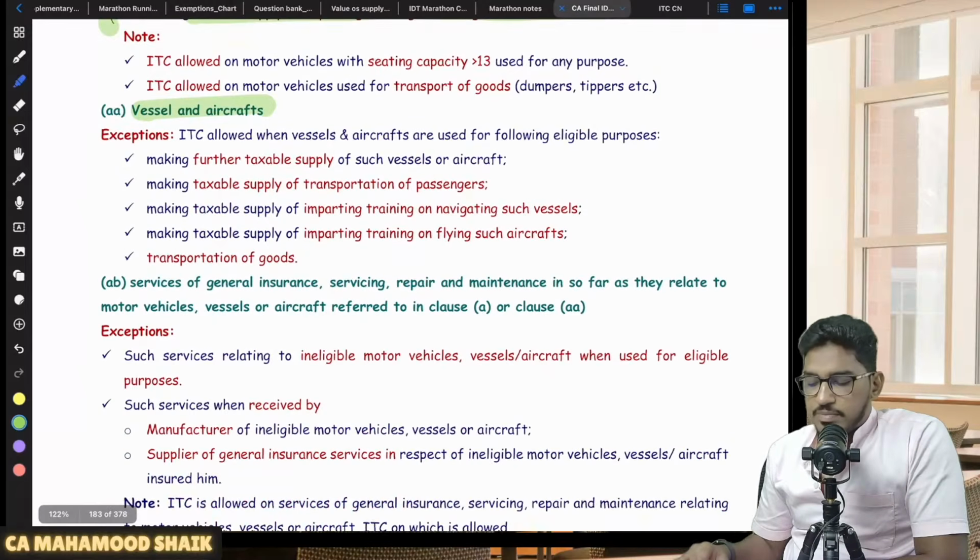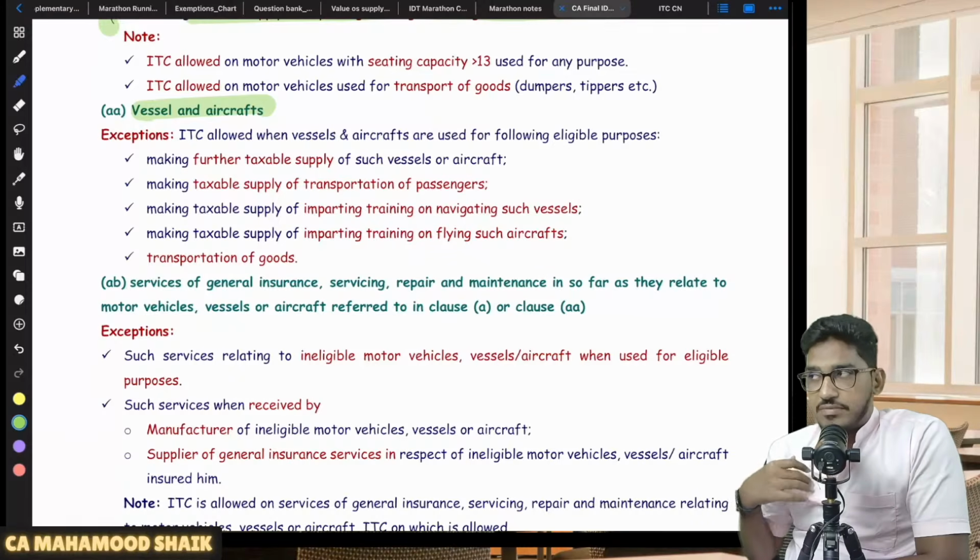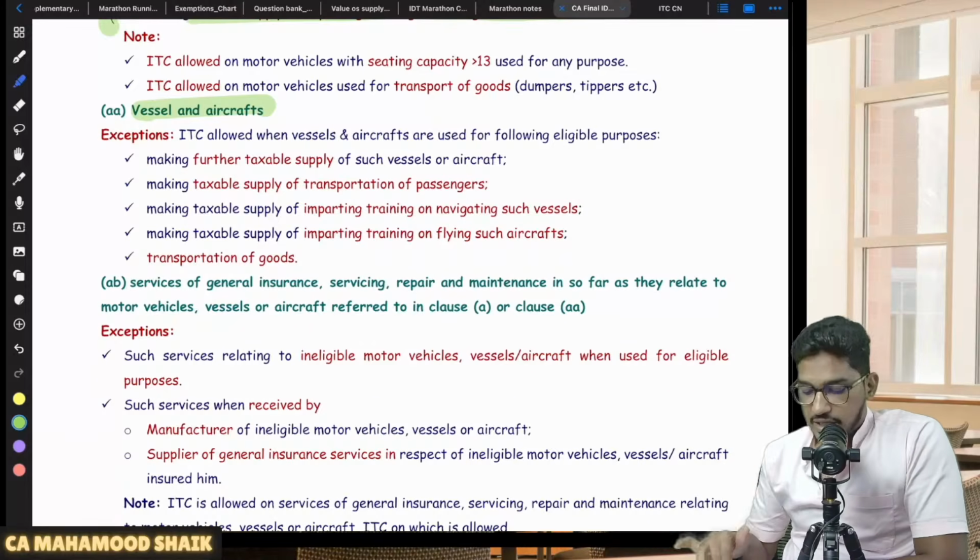Sir, what are those eligible purposes? Number one, if you are using it for making a further taxable supply. I am buying a vessel or aircraft for further supply. For example, I am buying vessels and selling vessels, or I am buying vessels and renting them. So if you are engaged in making further supply of vessels and aircrafts, then you can take ITC.